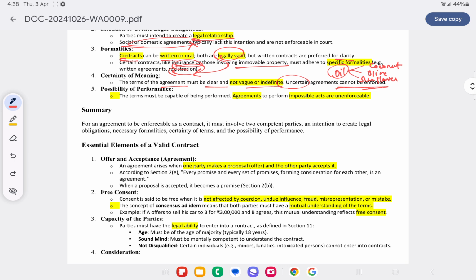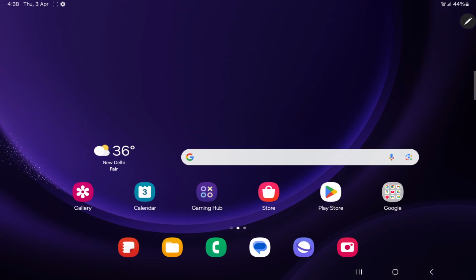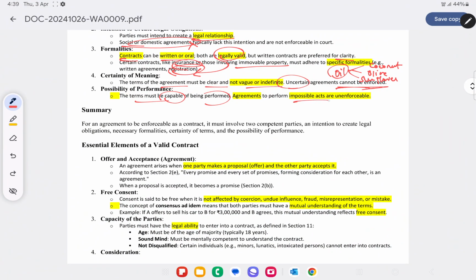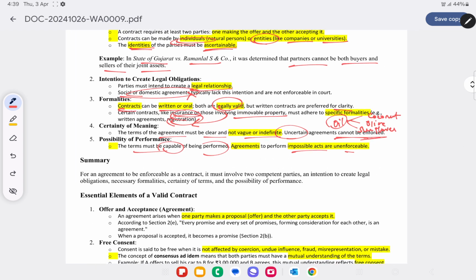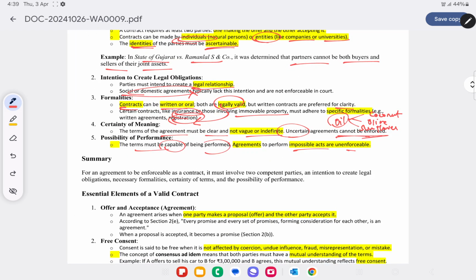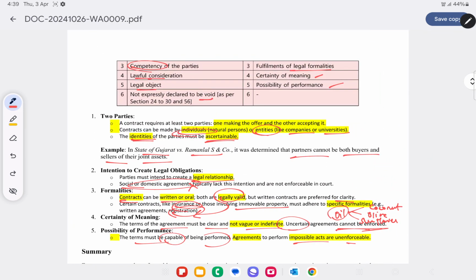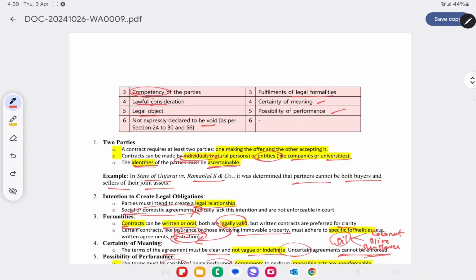Then next is possibility of performance. If you enter into a contract, the terms must be such that it's capable of being performed. If you enter into an agreement specifying some impossible act, then it's unenforceable. For example, A enters into a contract with B stating that we will do magic and find treasure. Now this is an impossible act, so it's unenforceable. Or if A and B enter into an agreement stating that if the sun rises in the west, I will pay you so and so amount, again it's unenforceable because it cannot be performed in the first place, so this is not a valid contract.